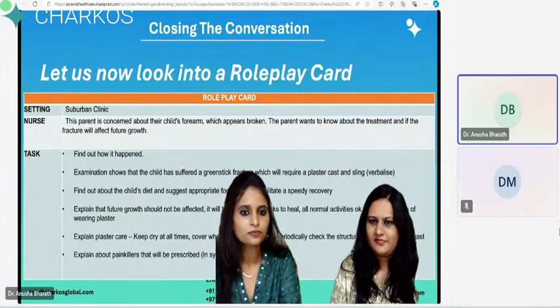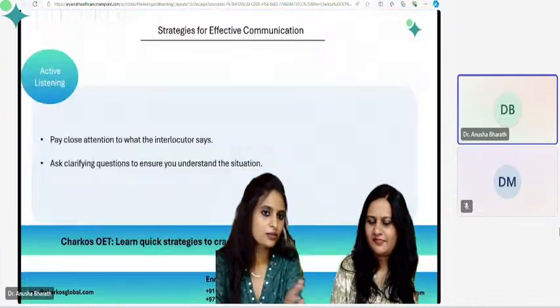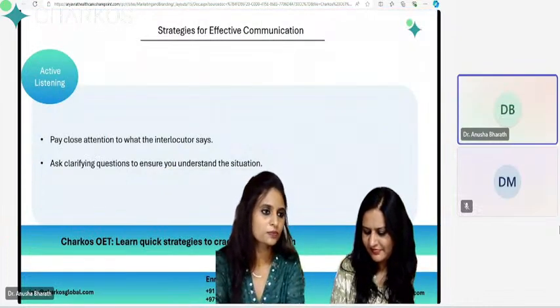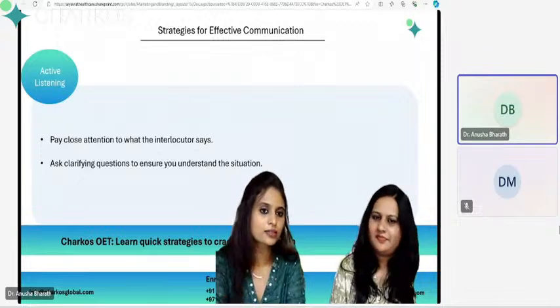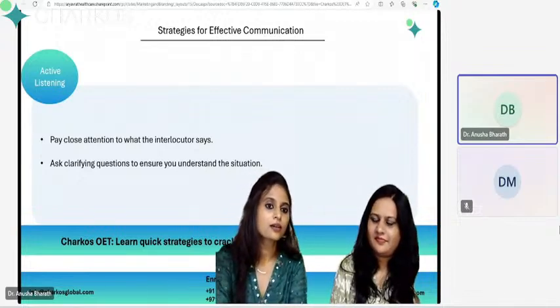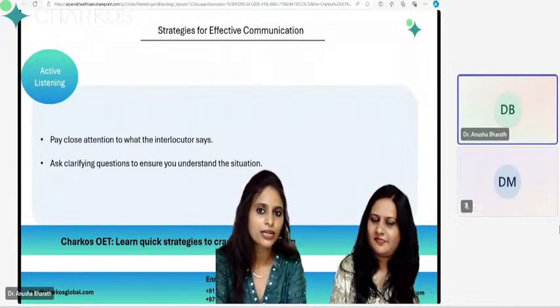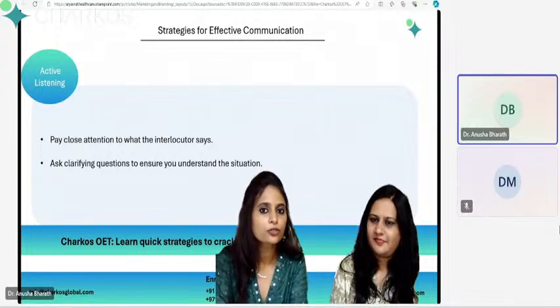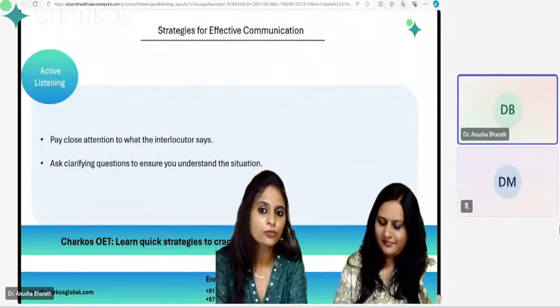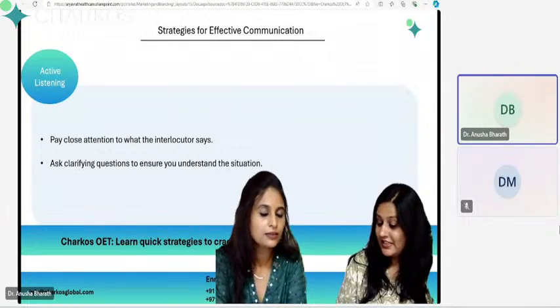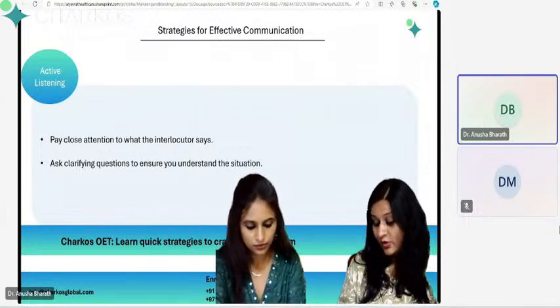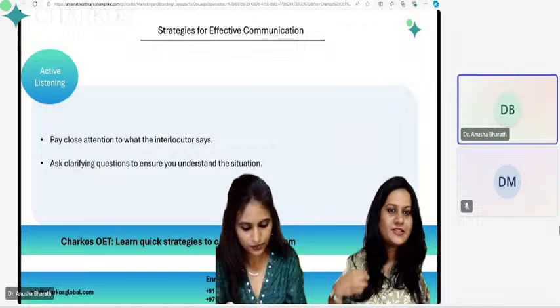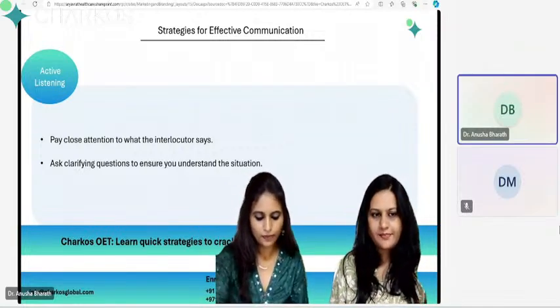So we have now looked into the points regarding clinical communication and linguistic communication criteria. Now, let us look at a few strategies for effective communication. And I think these are the things that are really going to help you out. So please absorb it, note it down.